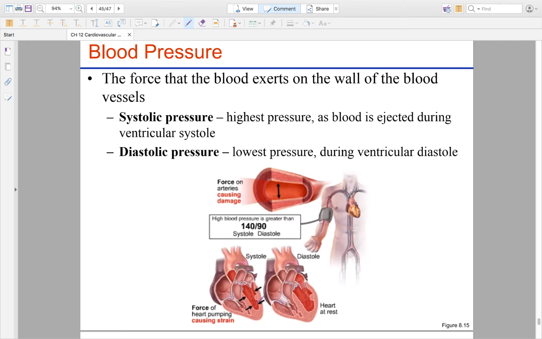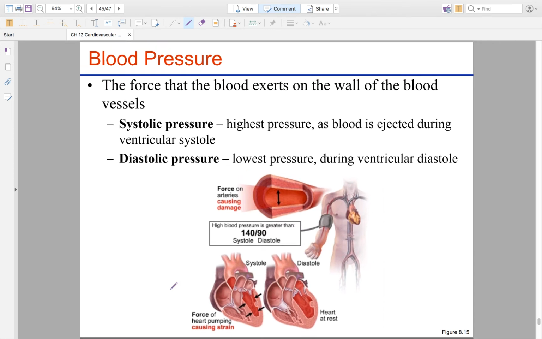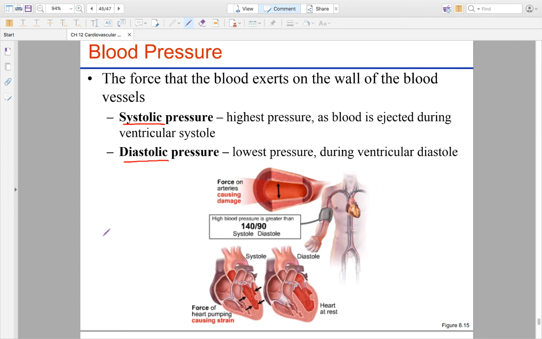Okay, now let's talk about blood pressure, and I did teach you these words. Now remember, systolic or systole is contraction, and diastole means relaxation. Okay, so your blood pressure is taken every time you walk into a doctor's office or an urgent care or a hospital, because it is incredibly important to make sure that everyone maintains a healthy blood pressure.